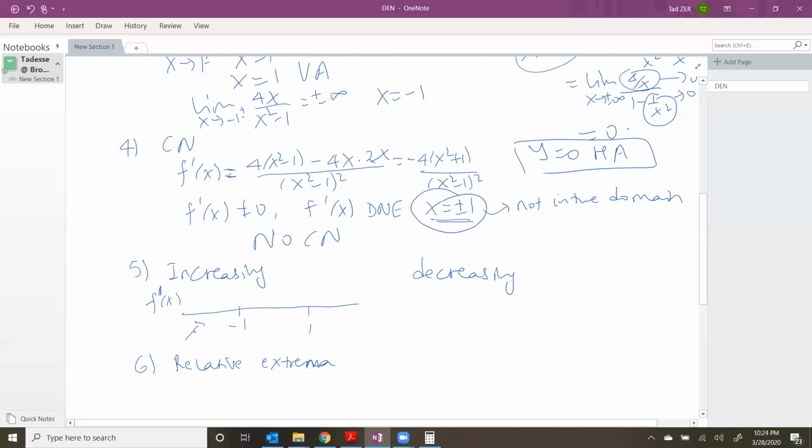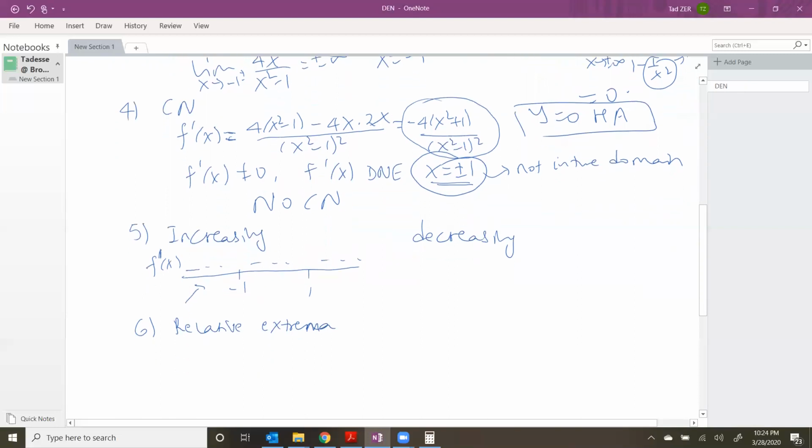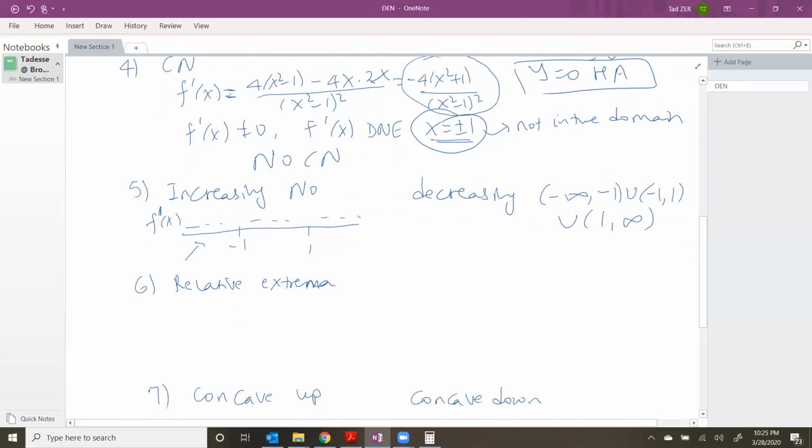If you pick a number here, I'm testing the derivative. No matter what, the numerator of the derivative is always negative, and the denominator is positive. So this is always negative, this is always negative, this is always negative. So what does that mean? It is increasing nowhere, it's decreasing from negative infinity to negative 1, negative 1 to 1, and 1 to infinity. Everywhere is decreasing in its domain.